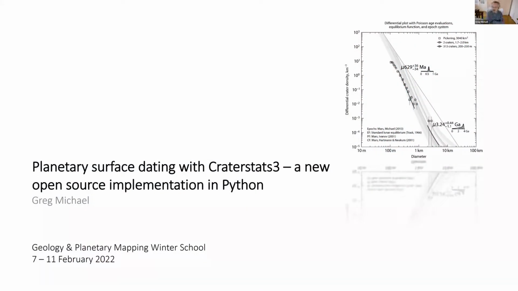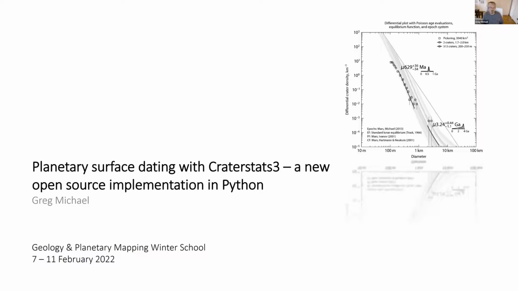Yeah, that was a great introduction from Carolyn. So she's covered all of the main ideas about dating surfaces from craters, and she's hinted rather strongly at many of the complexities that are there in this topic.